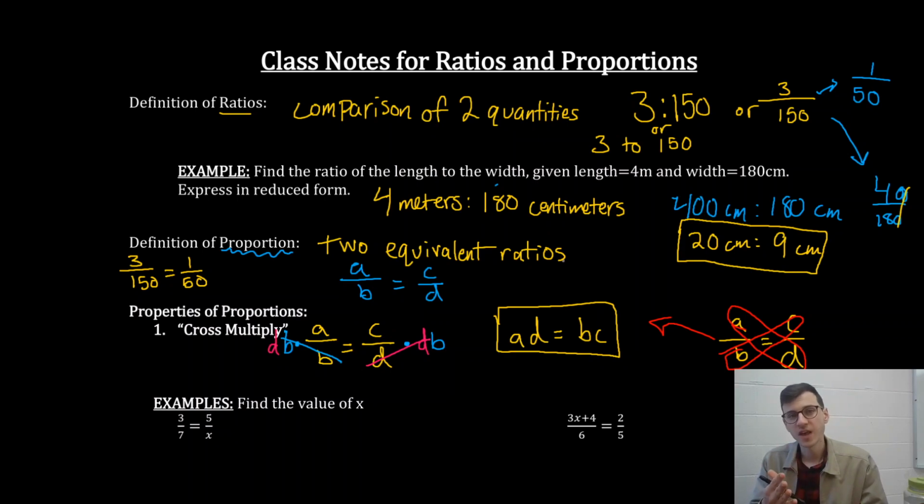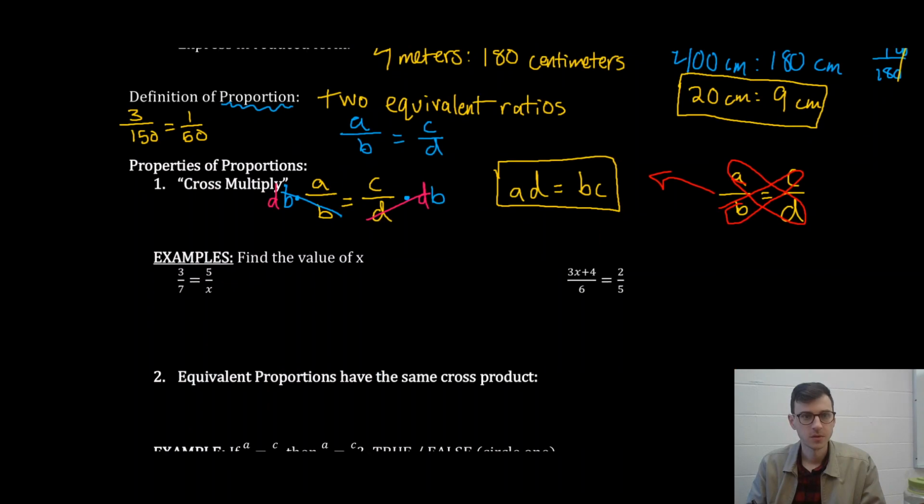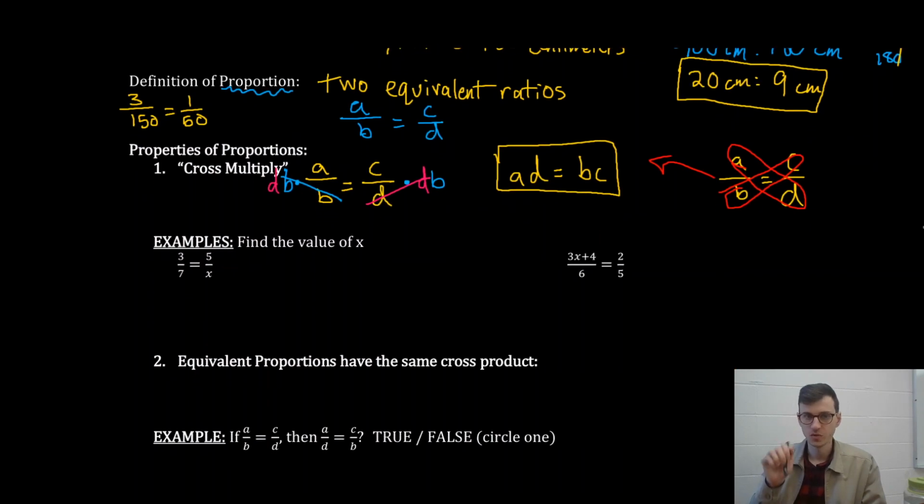But as I go through these notes, I inevitably will talk about cross multiplication or finding the cross product because, well, the bottom line is it's a little bit quicker. It's more expedient, takes less steps. Okay, so let's do some examples with cross multiplication. Find the value of x. 3 over 7 equals 5 over x.